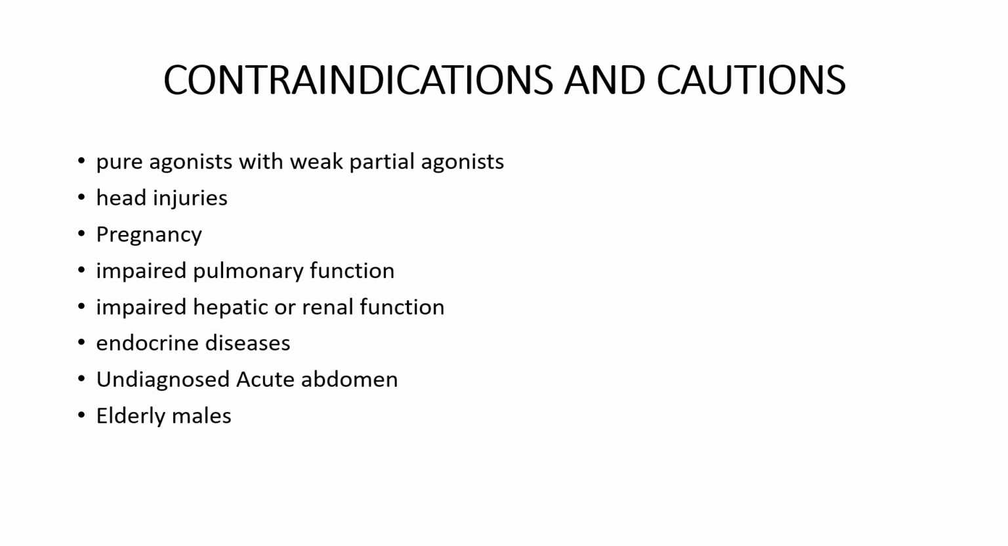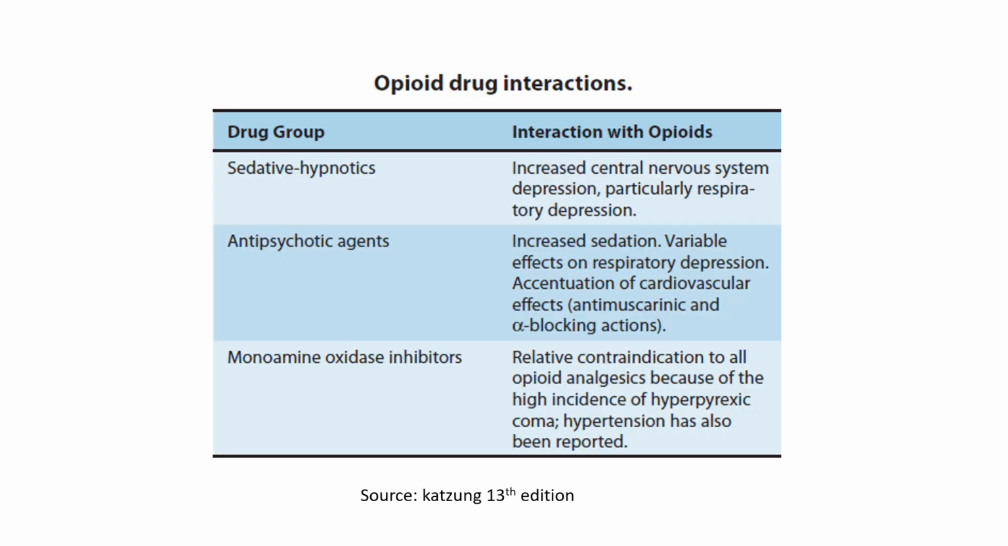And you have to use opioids very carefully in patients with impaired pulmonary function because of the respiratory depression, and again with impaired hepatic or renal function, and endocrine diseases, and undiagnosed acute abdominal pain. Because if acute abdominal pain is due to biliary colic, and if you give morphine for pain relief, it's going to aggravate the condition. And you have to be very cautious when you use opioid analgesics in elderly males, because it's going to cause urinary retention. So these are the main important contraindications and cautions with opioid.